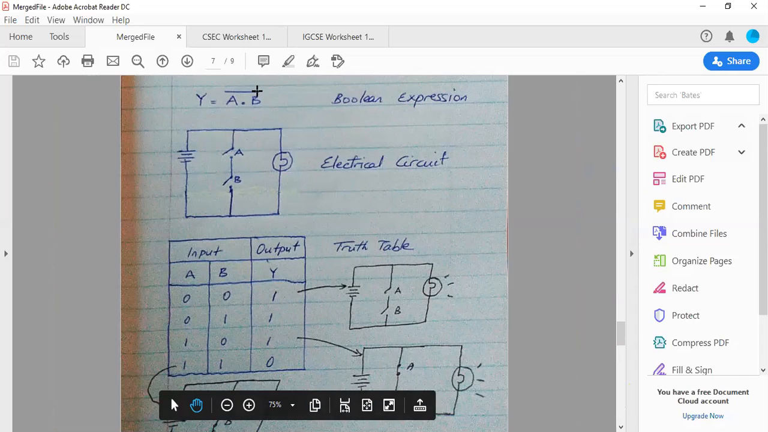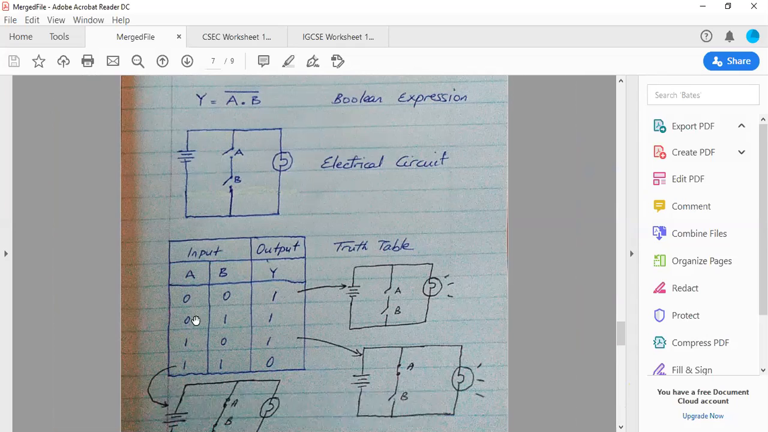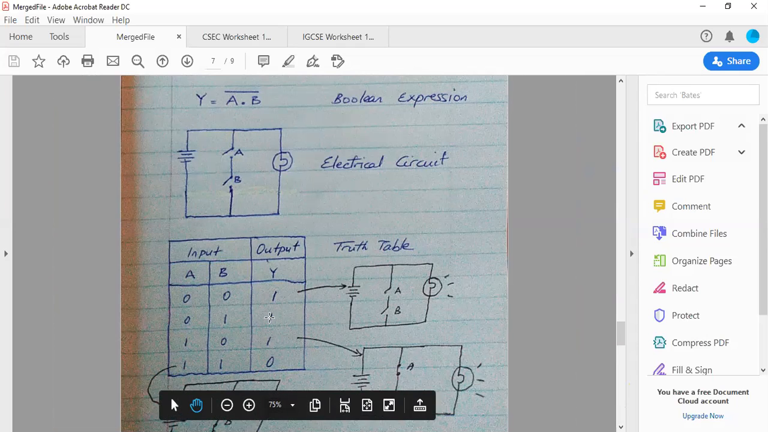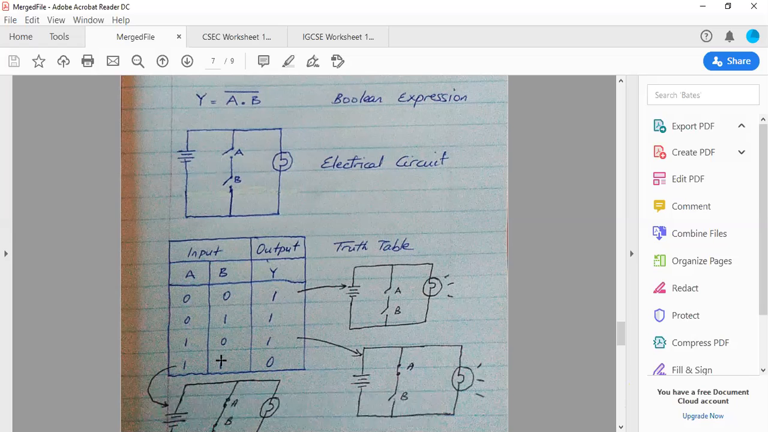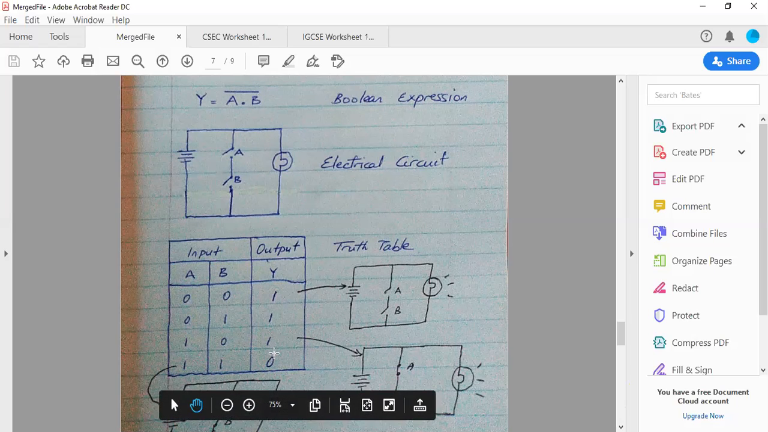This bar means opposite. So 0 multiplied by 0 is 0. The opposite of 0 is 1. 0 multiplied by 1 is 0. The opposite of 0 is 1. 1 multiplied by 0 is 0. The opposite of 0, because of this bar here, is 1. And 1 multiplied by 1 is 1, and the opposite of 1 is 0. So using the maths part, you could create the truth table.